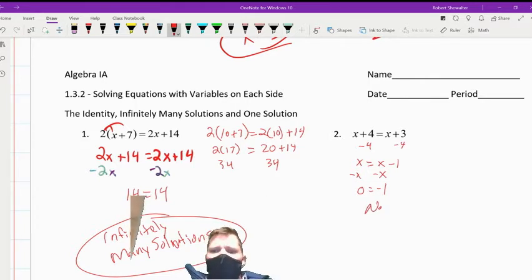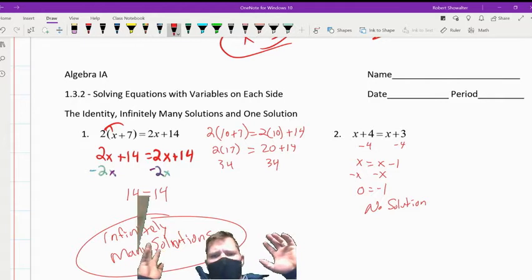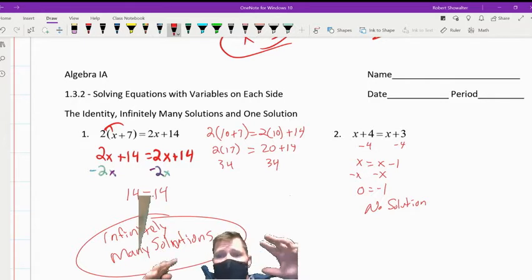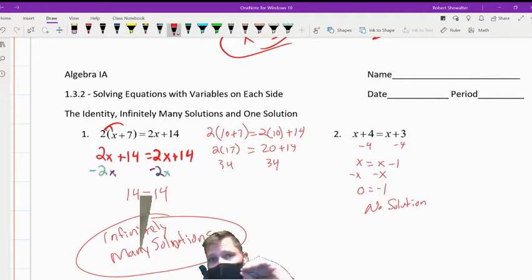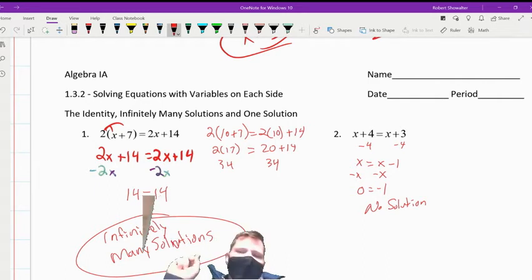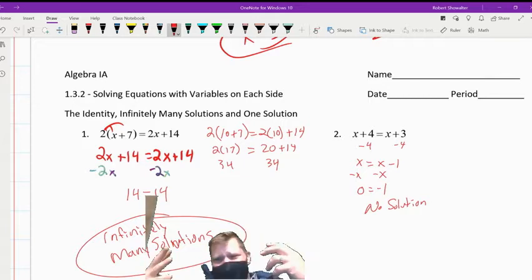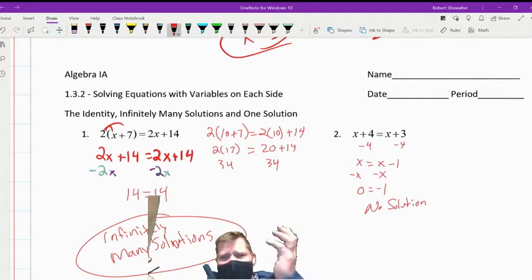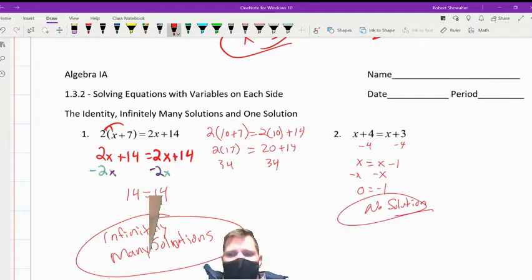So our reply is no solution, which is kind of the opposite of infinitely many solutions. Infinitely many means any number works. No solution means no number is going to work when you put it in for x. None, zero, zip, nothing. Absolutely nothing is going to work when you put it in for x and simplify it to see if it makes a true statement. It's never going to make a true statement, ever. So we say there is no solution.